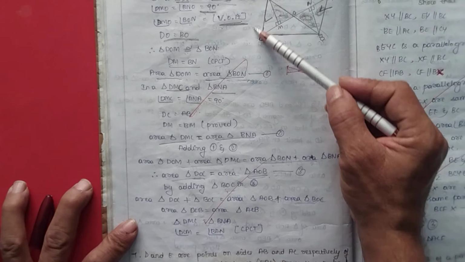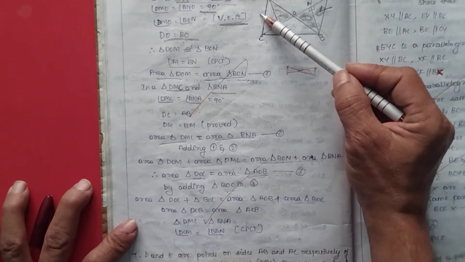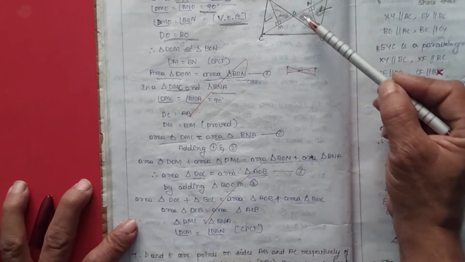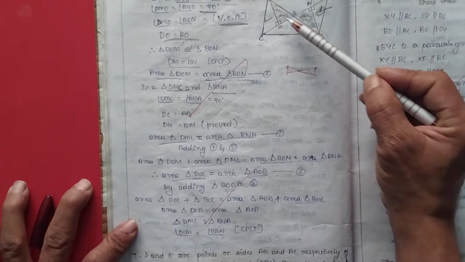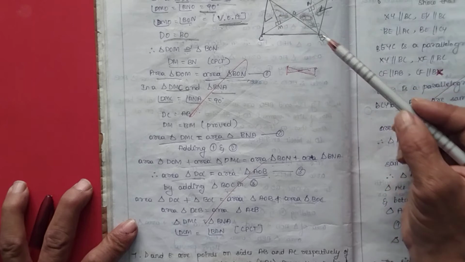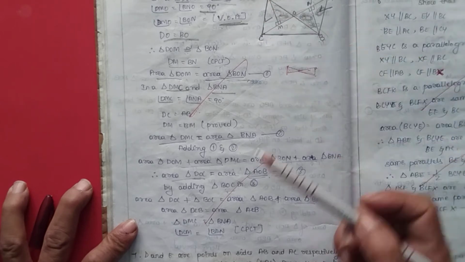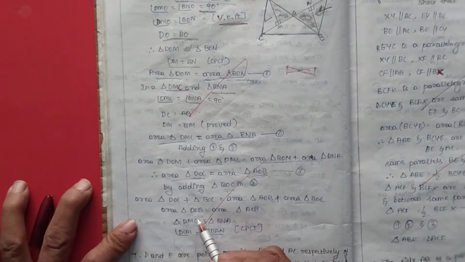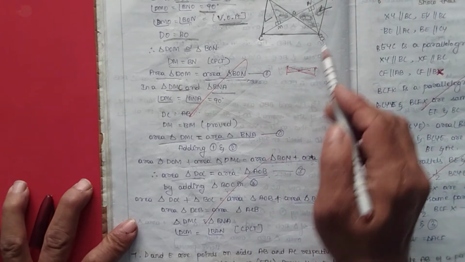If you add, what is the bigger triangle? DOC plus BOC, these are the two triangles, this one triangle and this one triangle. If you add, what is the bigger triangle? BCD. What will we get? That is triangle DCB.